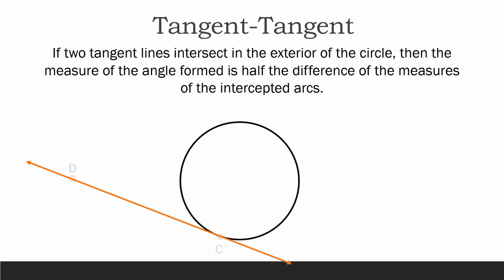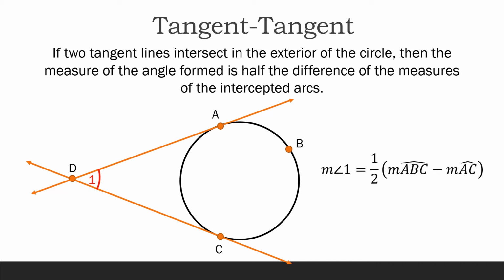So again, here's our circle. We have two tangent lines. We have tangent line CD and we have tangent line AD. Notice they're just two lines that just brush up against the circle there. And then we have two intercepted arcs that are connected between the A and the C. We could do the major arc ABC, and then we can also do the minor arc, which is just AC. So to find the measure of this external angle here at point D, we say the major arc, ABC, minus the minor arc, AC, and then we take half of it.